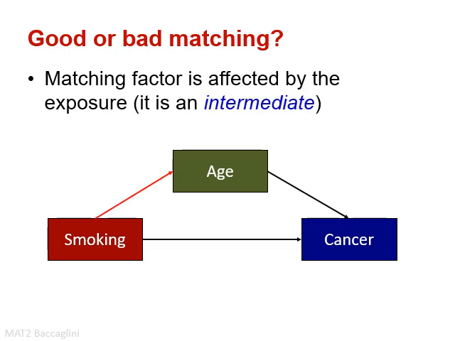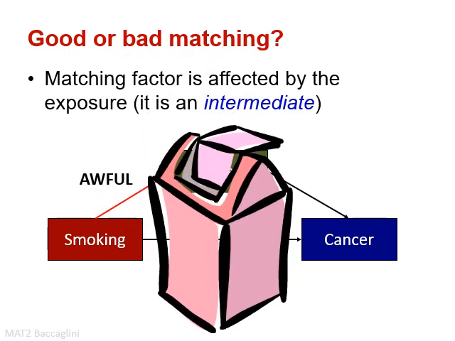What if the matching factor is affected by the exposure, so it is an intermediate in the path? In this case, age would be an intermediate between smoking and cancer, let's say. In this case, would you match on age? This would be an awful idea, because now we can no longer study even the association between smoking and cancer.